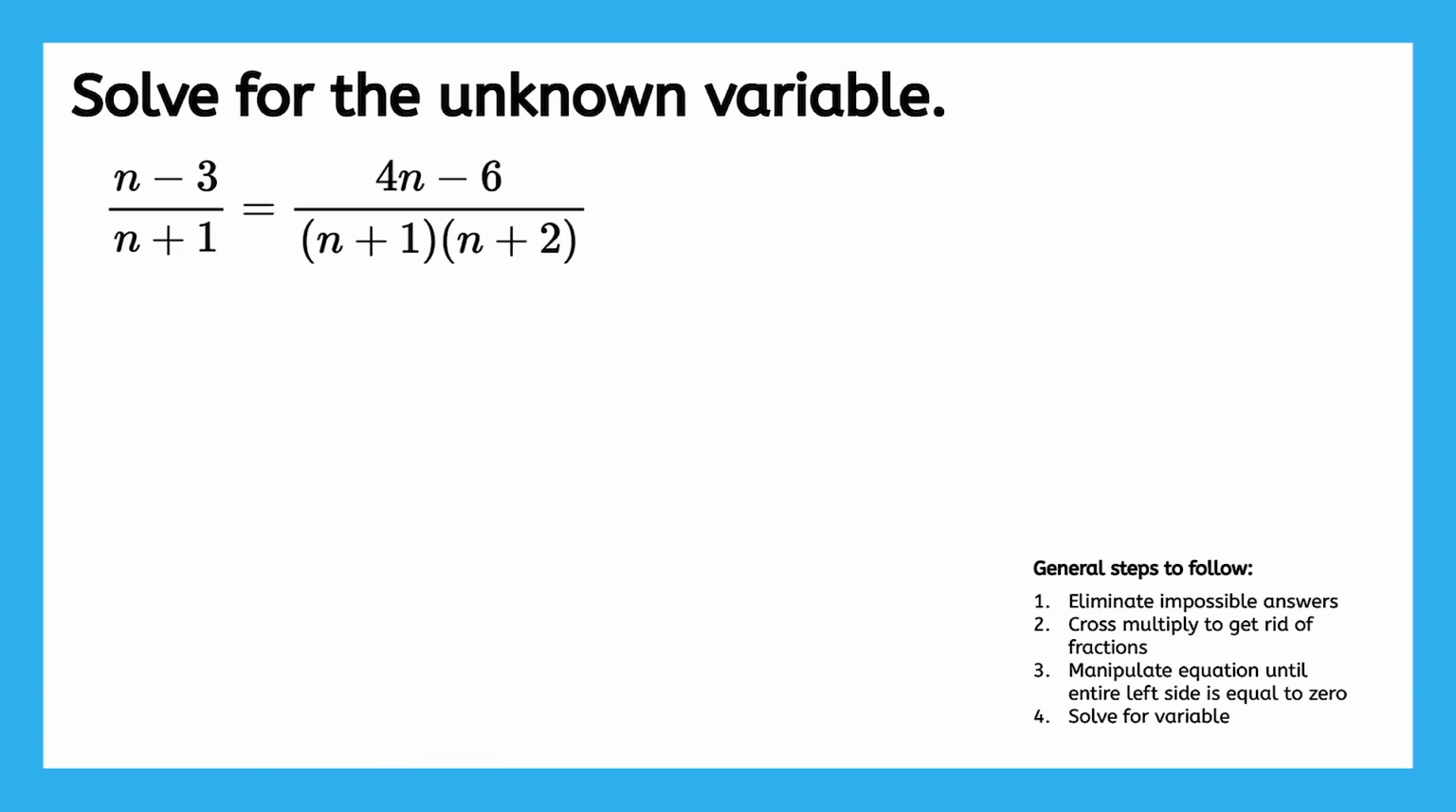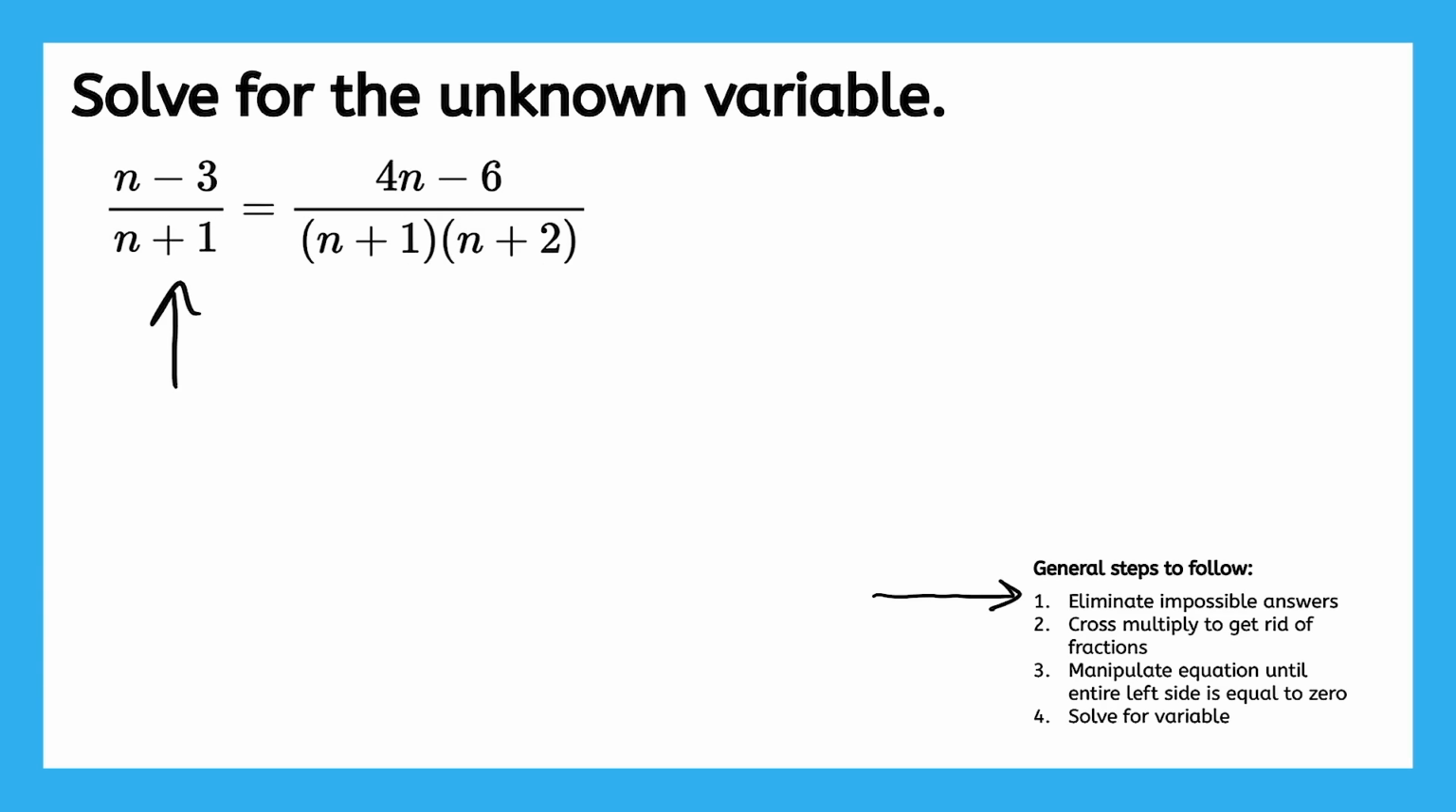Once again, we need to solve for the unknown variable. This time it is n. Now, let's start with step 1, just like in the previous problem. How do we eliminate impossible answers? The way I think about it is if this entire expression, n plus 1, is 0, then the entire denominator will be 0. Now, if just this expression, n plus 1, on the right side is 0, 0 times this will still make the entire denominator 0. And the same thing goes for n plus 2. If this expression, n plus 2, is 0, then it's going to be 0 times all of this, which will make the entire denominator 0.